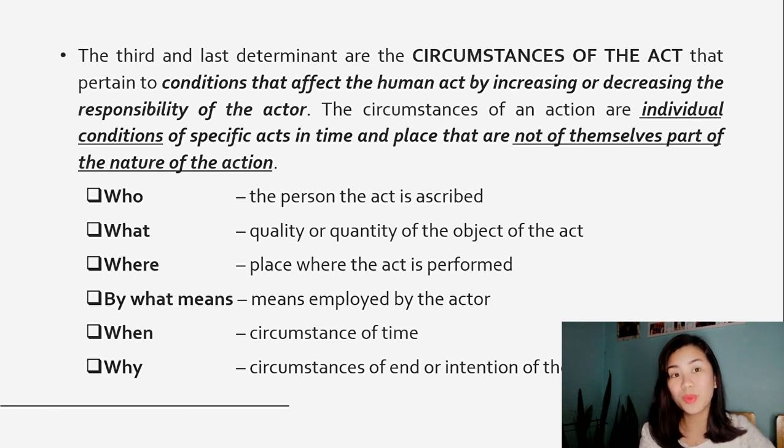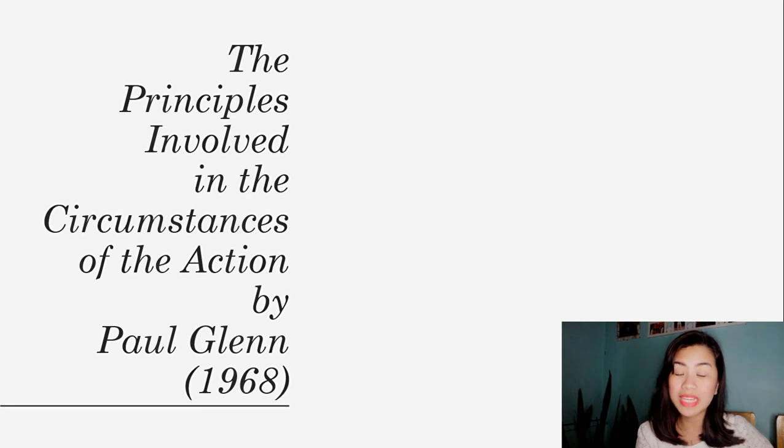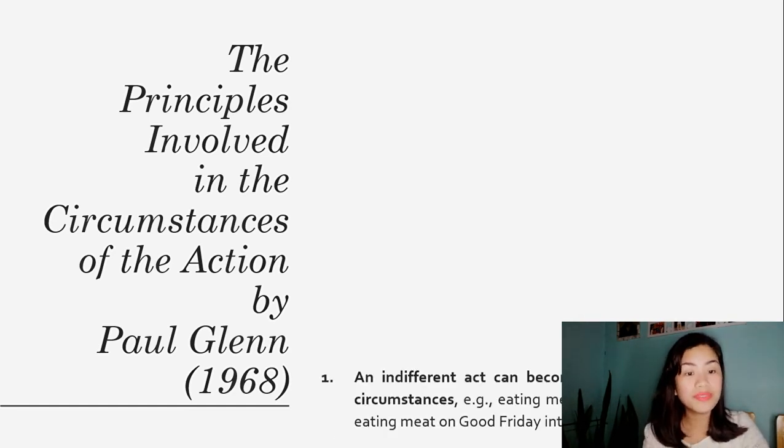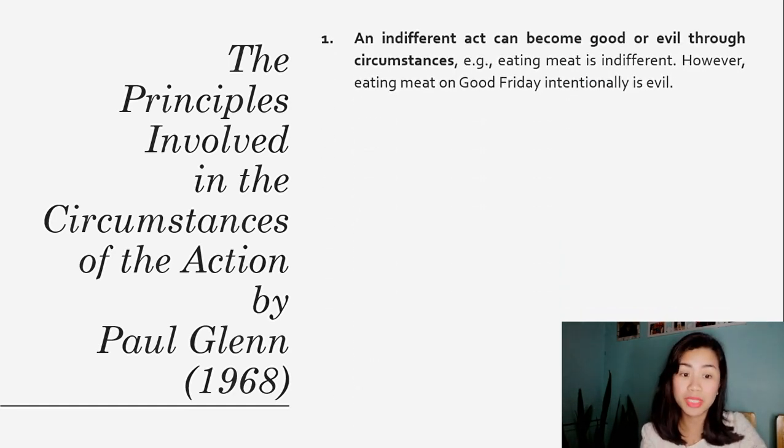circumstances, there are also principles. The principles involved in the circumstances of the action by Paul Glenn in the year 1968. First off is an indifferent act can become good or evil through circumstances. Like, for example, eating meat is indifferent. But eating meat on Good Friday intentionally is evil.